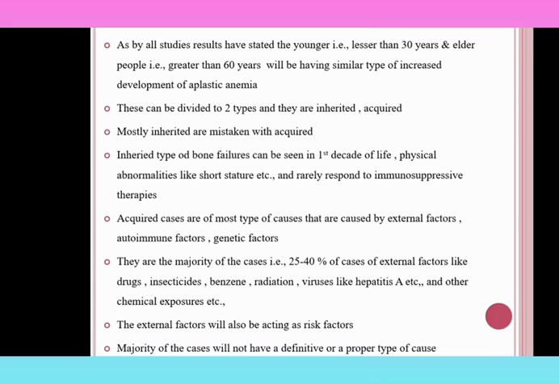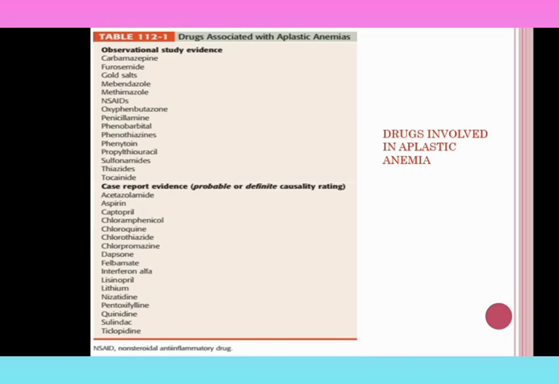So in the majority of the cases, means 25 to 40% of the cases, external factors like drugs, insecticides, benzene, radiation and viruses like hepatitis A are mostly involved. And others like chemical exposures also. And these external factors also act as risk factors. So in the majority of cases, there will not be a definitive or proper cause. So these are the reactions, effects and external factors that may cause aplastic anemia, particularly drug-induced aplastic anemia. Sometimes the majority of the cases are idiopathic conditions. So here we can see the drugs that are associated with aplastic anemia.